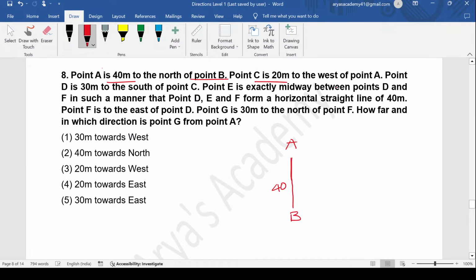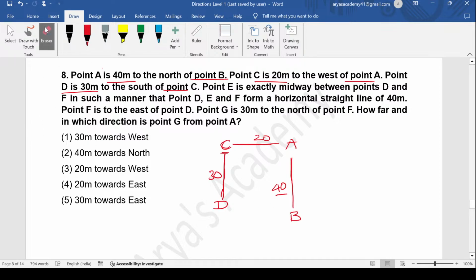And point C is 20 meters west of point A. A is here. From A, if you go west, this is the west. And the distance is only 20. And here is which point? C. Next, point D is 30 meters south of point C. C is here, towards south means this. But if you look at here, it is 40. But from C, D is not actually 40 meters. D is actually only 30 meters. So there is a gap.